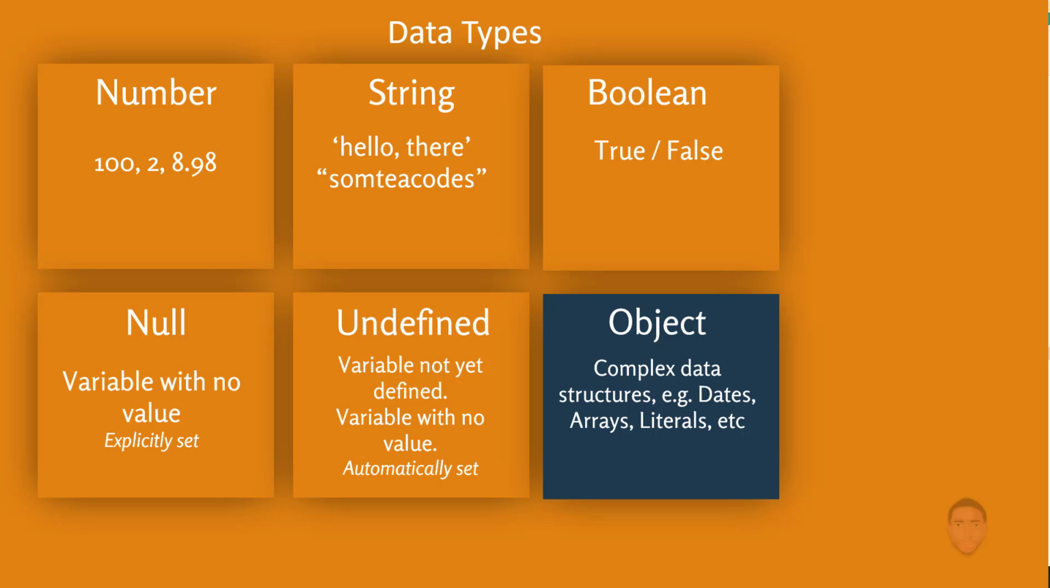Then we have another kind of data type, which is objects. Objects are more complex. We have things like dates, arrays, and literals. Then we have a new kind of data type called symbols.